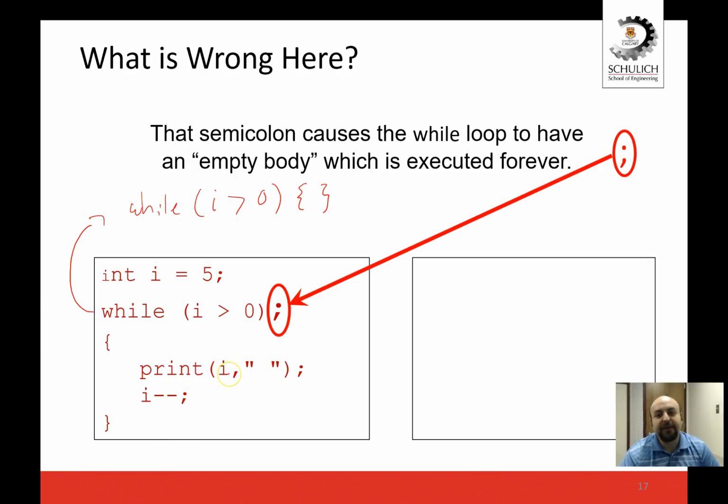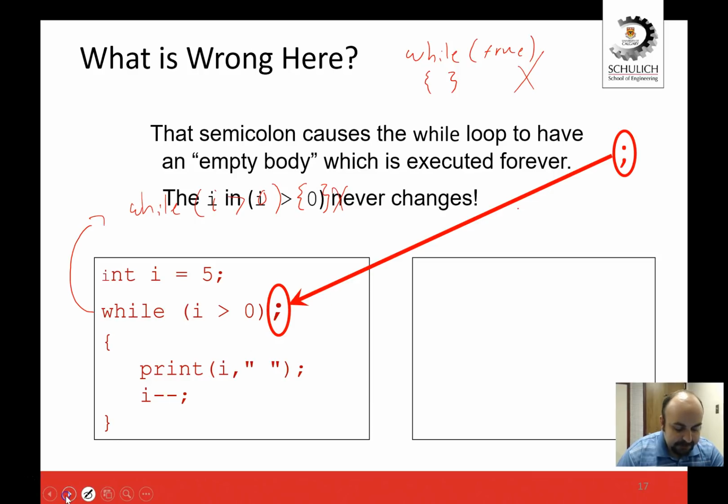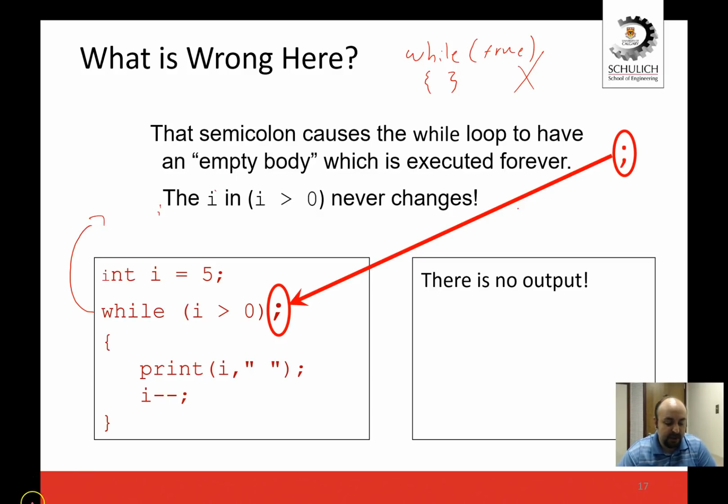It's kind of like, if you remember, when I gave you an example that was while true, and this would also run forever. So this is very bad. This is very bad, right? So just make sure you don't put a semicolon there. So let me just erase here. So I in I greater than 0 never changes, and there is no output. There are other cases where you put a semicolon at the end, and if the condition is not realized, it completely ignores the block. So putting a semicolon at the end of a while condition is a very, very dangerous thing.